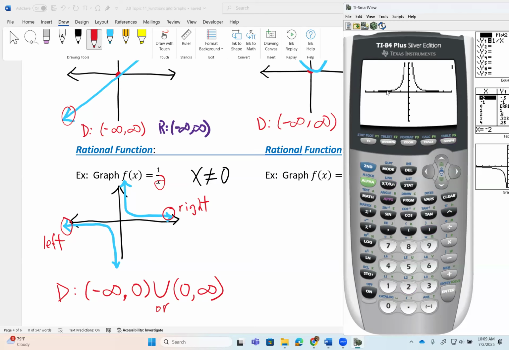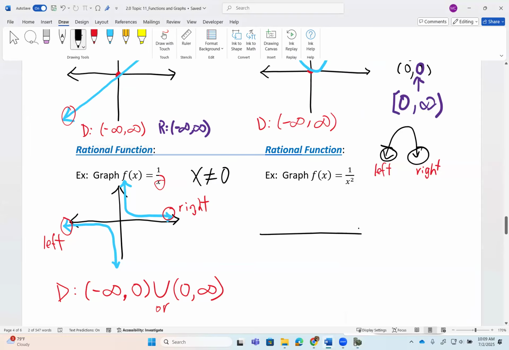Okay, so this window is still the one I fixed earlier. If I go by the standard window, it looks like this. Again, the darker part does not end there. It keeps on going. It's just hovering right above the x-axis, okay? The graph is hovering right above the x-axis, very close, but it doesn't touch it because x cannot equal 0. It doesn't quite touch the x-axis.